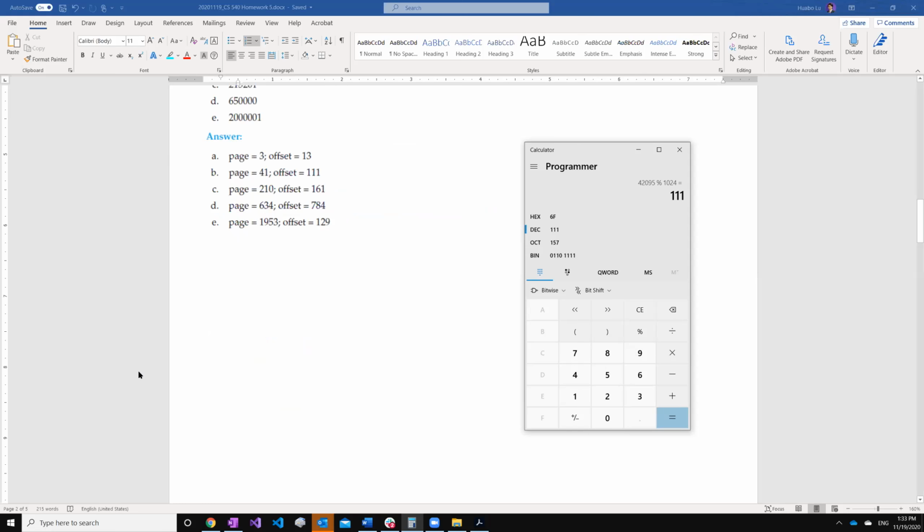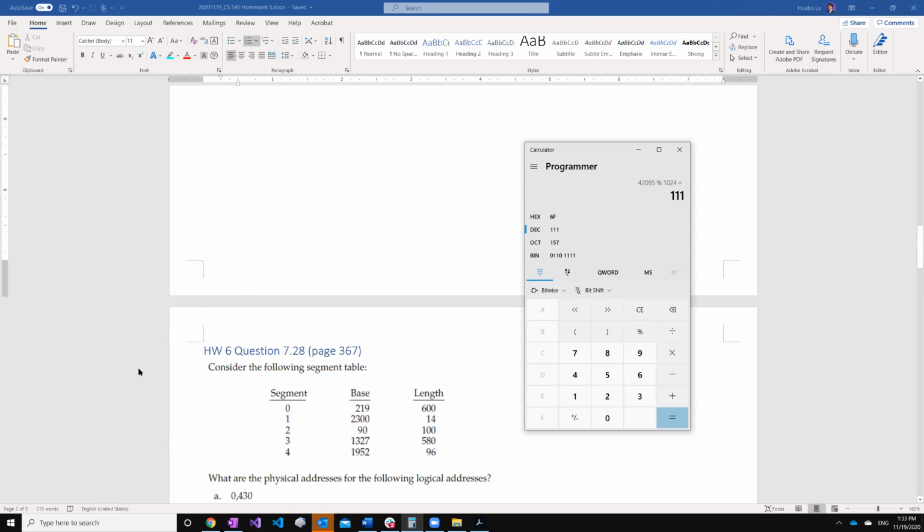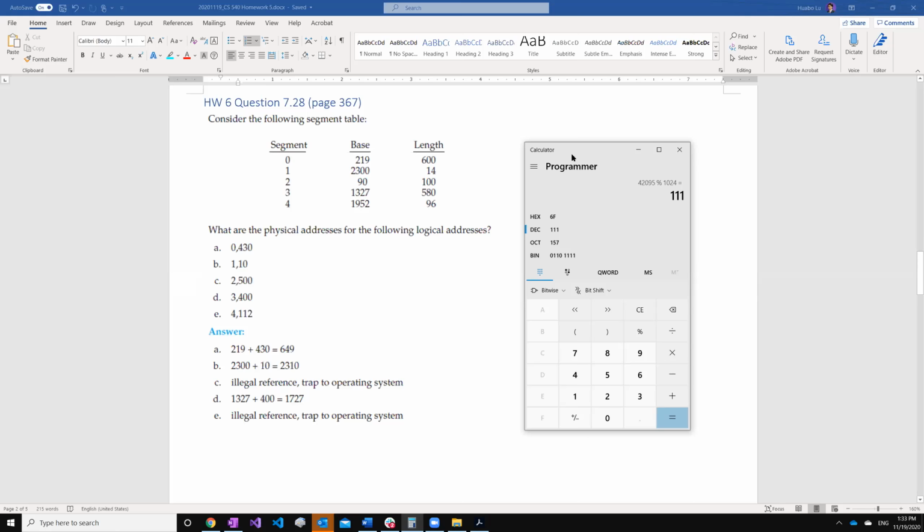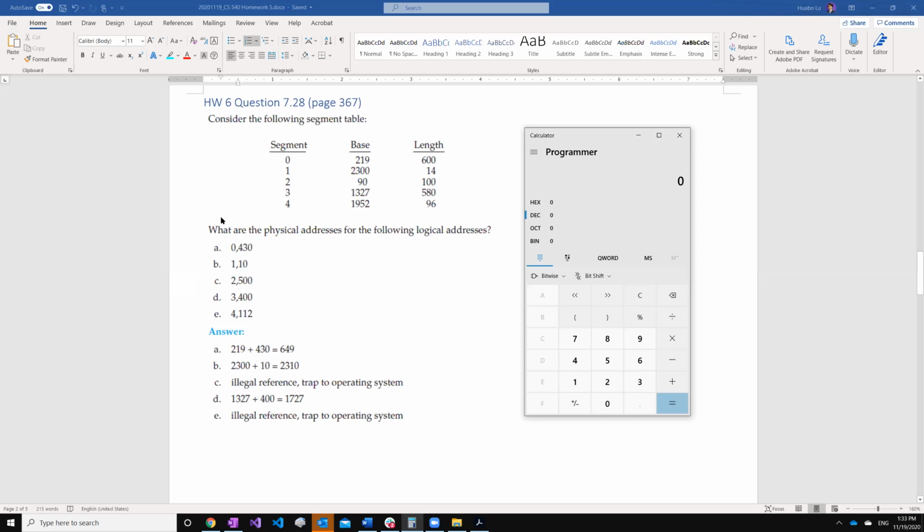We good? To the next one. How many questions did I give you in homework 6? 3 questions? Okay. So homework 6, question 3, 7.28 from that page. Consider the following segment table, guys. We mentioned the segment. What is that? You want to create segments inside the memory, so that these segments will be utilized by different programs, and we place a program there.